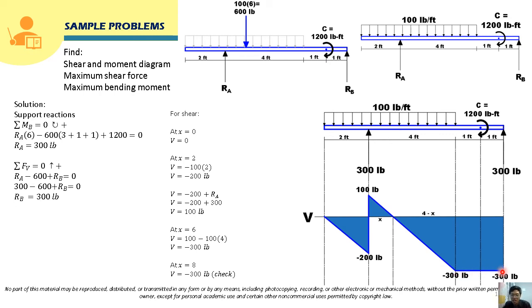So again, the shear diagram should close. Since this is negative 300 and the reaction force here is positive 300, it will close here. It will go back to 0. So this is correct. Now we can say that this will be the shear diagram.